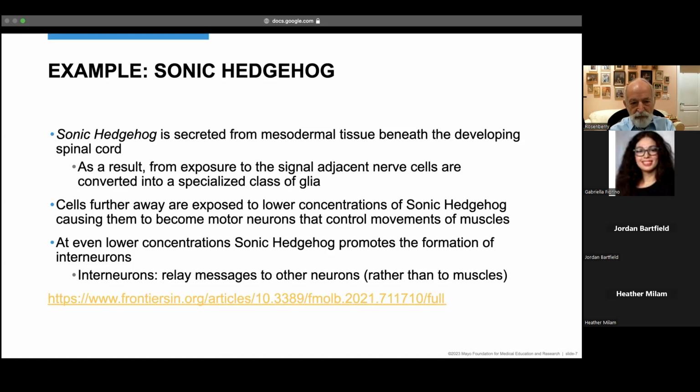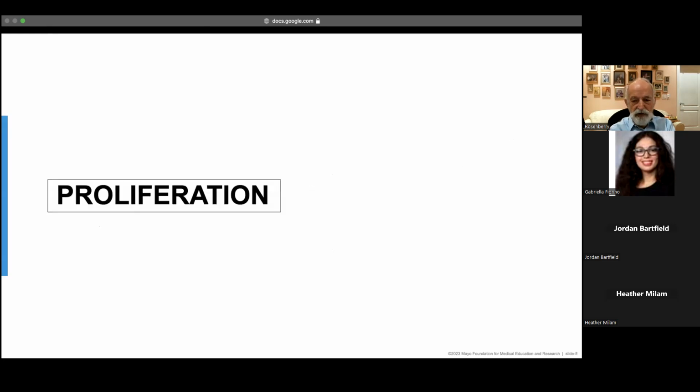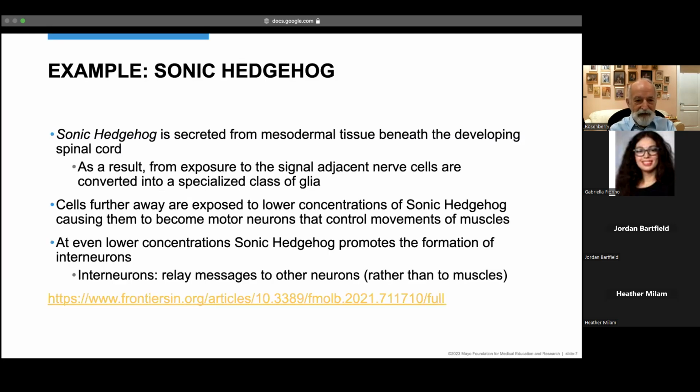Cells further away are exposed to lower concentrations of secreted Sonic Hedgehog, causing them to become motor neurons that control movements of muscles. And at even lower concentration, Sonic Hedgehog promotes the formation of interneurons, which relay messages to other neurons rather than to muscles. So that's a rather dramatic example of a single molecule having different effects depending on its concentration in the gradient.